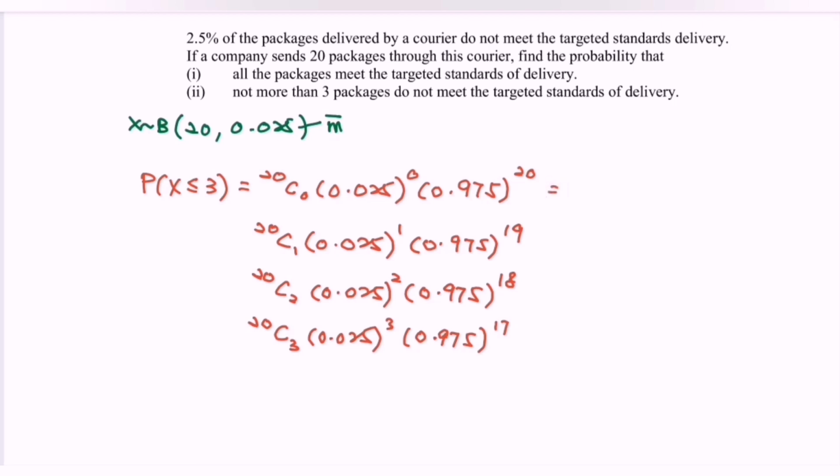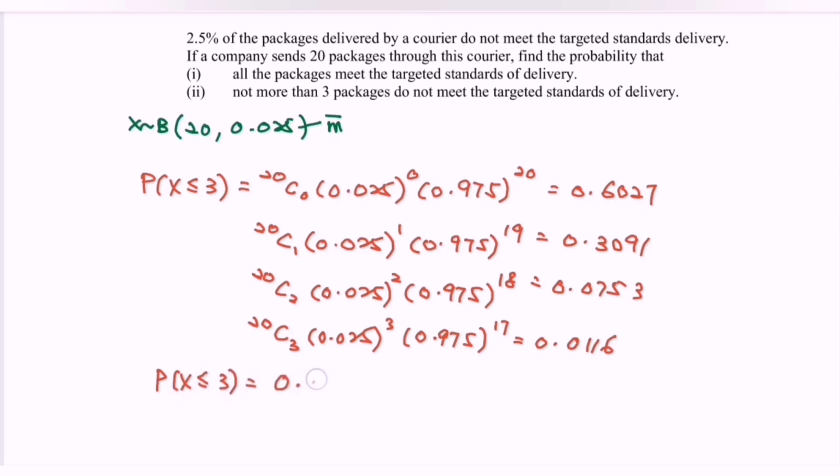So by referring to the calculator, 0.6027, 0.3091, 0.0753, 0.0116. If we total up, we have the probability that X is less than or equal to 3, 0.9987.